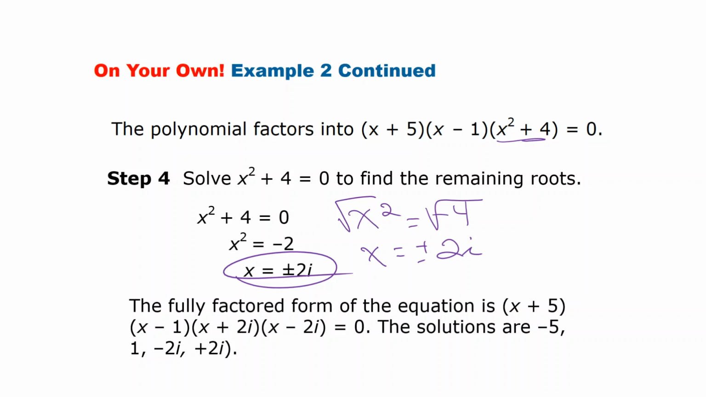Okay, so here we go. The fully factored form of the equation is going to be x plus 5, x minus 1, x plus 2i, and x minus 2i. So we have 1, 2, 3, 4, exactly what we needed. And here are solutions 1, 2, 3, 4. So when your highest exponent is 4, you need to make sure that you have 4 solutions.